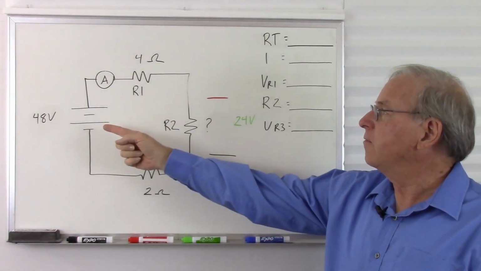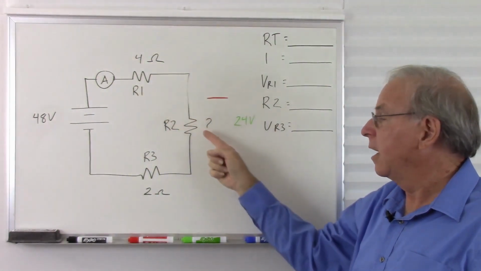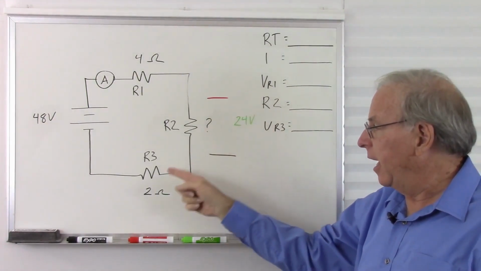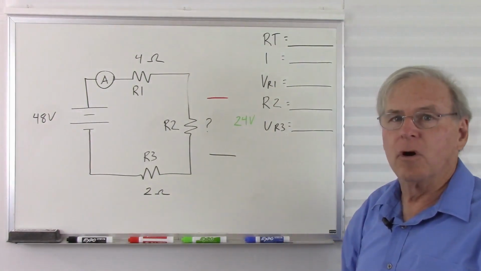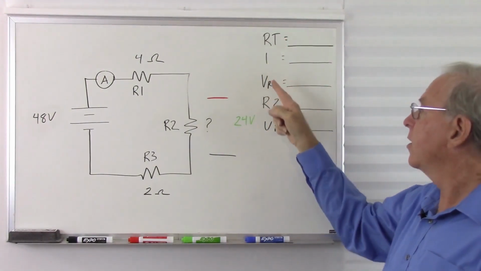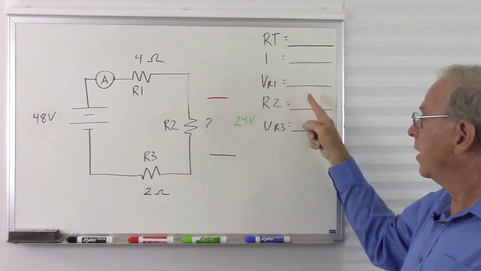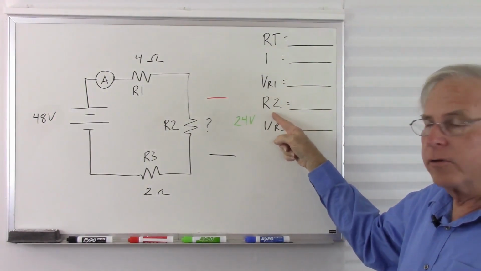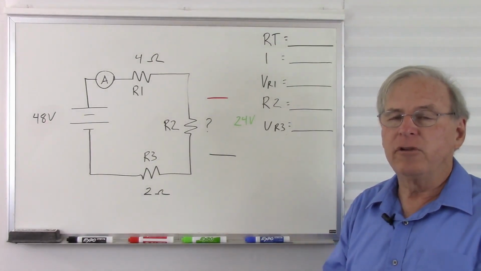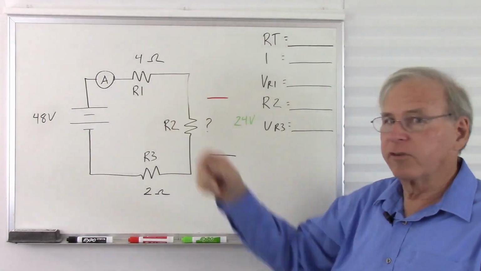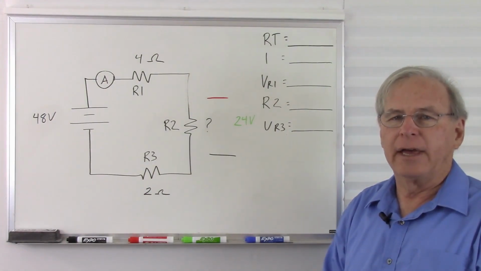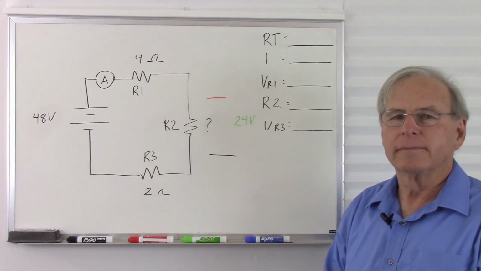Now we have 48 volts, 4 ohms. Now we don't know R2, but we do know the voltage across it. And R3 is 2 ohms. We want to know what's the total resistance, what's the total current, what's the voltage across R1, what's the value of R2, and what's the voltage across R3. Remember, try to avoid using Ohm's law and use the rules for series circuits to figure out these values. Go ahead and pause the video and solve the problem.